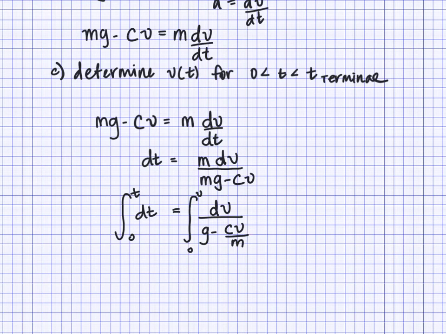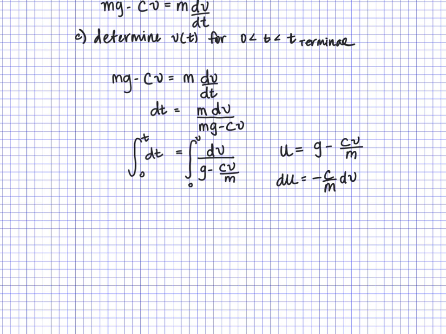Now, I don't know offhand how to integrate this. So I'm going to use the u du substitution. And so if u is equal to g minus cv over m, then du would be equal to negative c over m dv. The g is a constant, so the derivative of g with respect to v is 0. Okay, so that means that if I do a substitution, dv will be equal to negative m over c du, which if I substitute back into my derivative, I'll have negative m over c du.